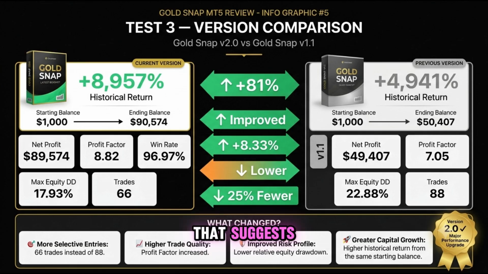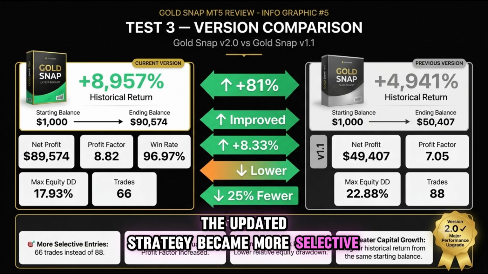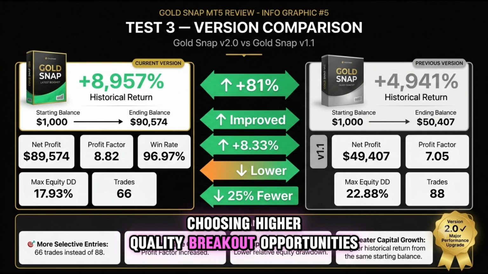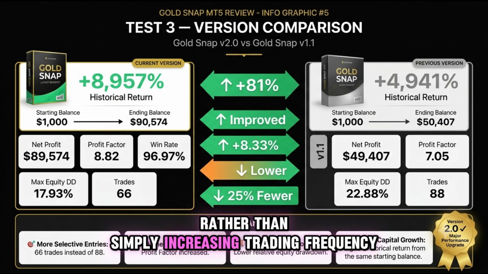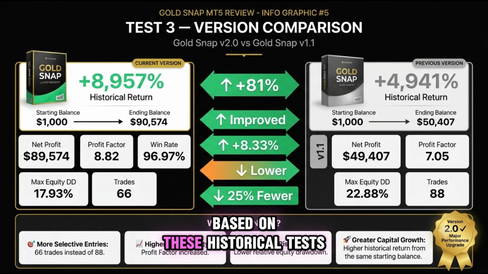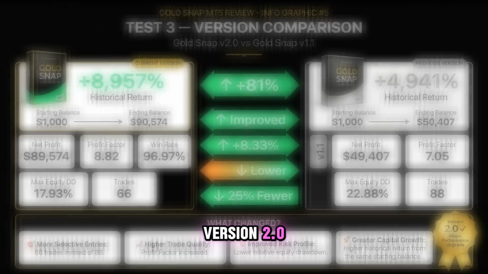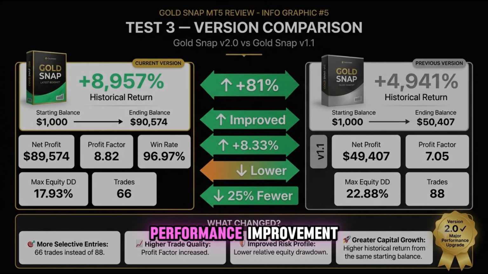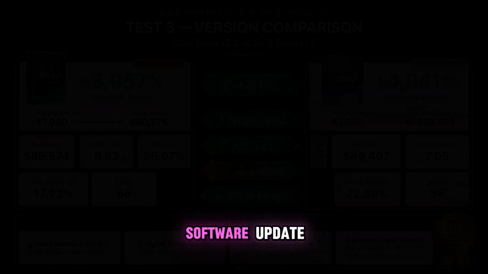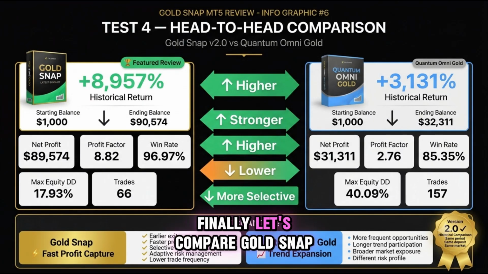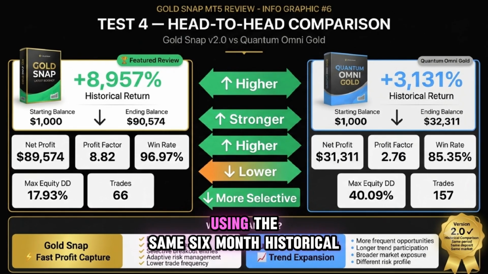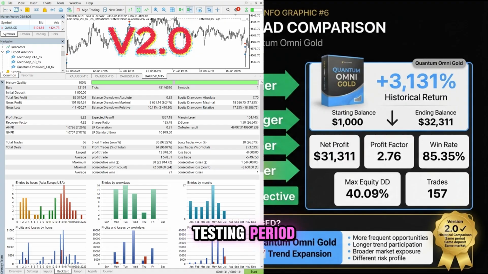That suggests the updated strategy became more selective, choosing higher quality breakout opportunities rather than simply increasing trading frequency. Based on these historical tests, version 2.0 appears to represent a genuine performance improvement rather than just a cosmetic software update. Finally, let's compare Gold Snap version 2.0 with Quantum Omni Gold using the same 6-month historical testing period and the same $1,000 starting balance.